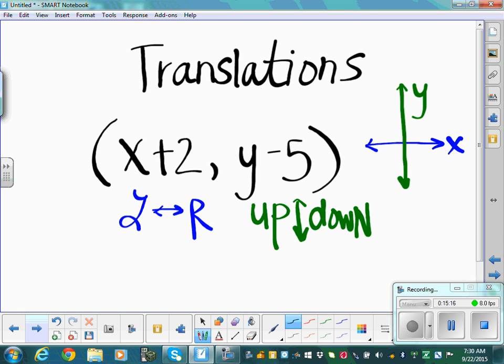Okay, translations. Guys, if you see translations like this, you have to know what it means. So if we have a translation and it says it like this, that means right 2 and down 5. Does everybody understand how translations work with those?